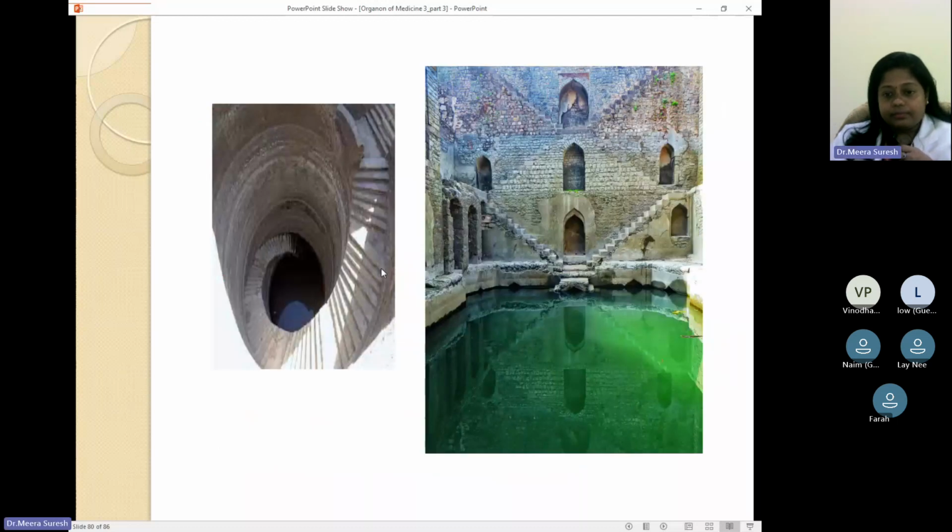This is the step well. Earlier, it was a wide practice to use step wells. So people would come into very close contact with the water. So infected persons were readily spreading the disease to other people.